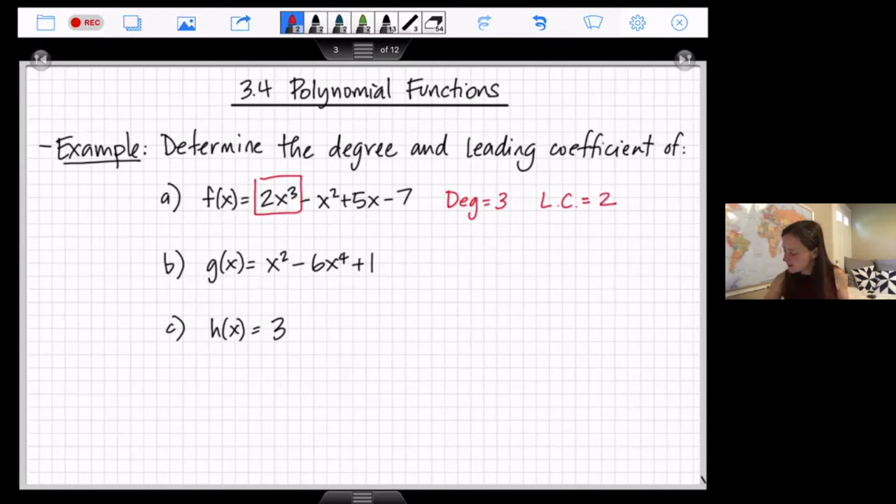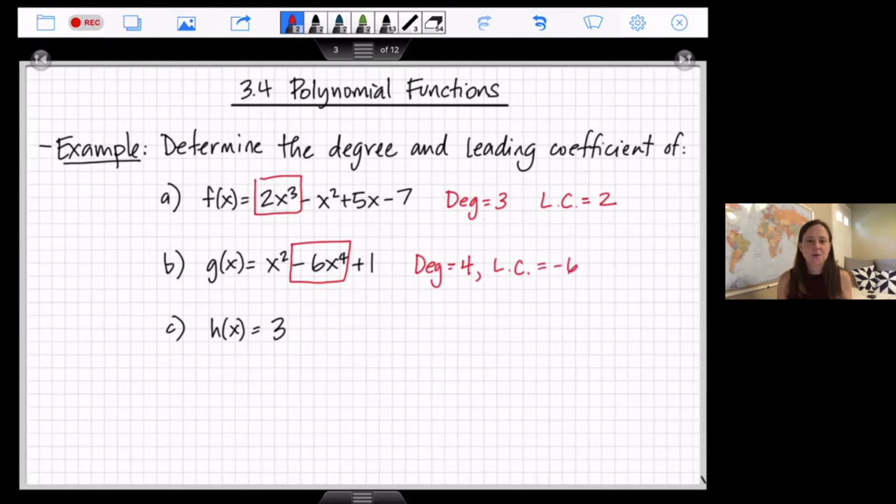All right, so just go on a treasure hunt here. What is our leading term here? I kind of hit it in the middle of this one, right? That's the highest exponent, a 4, so this is a degree 4 polynomial. And our leading coefficient is the number stuck to that term, negative 6.